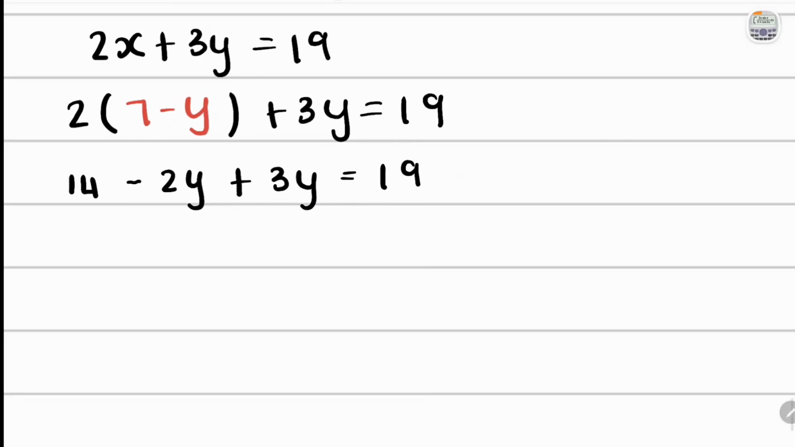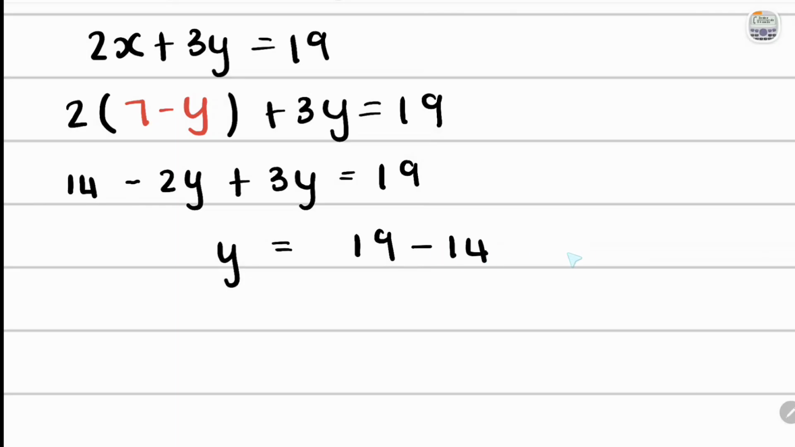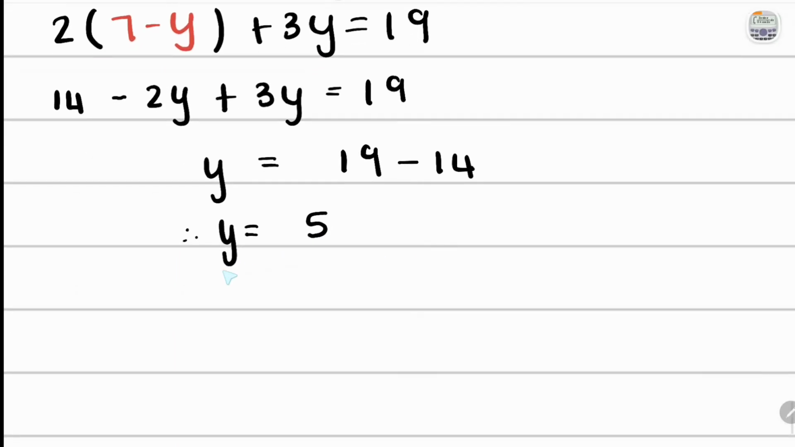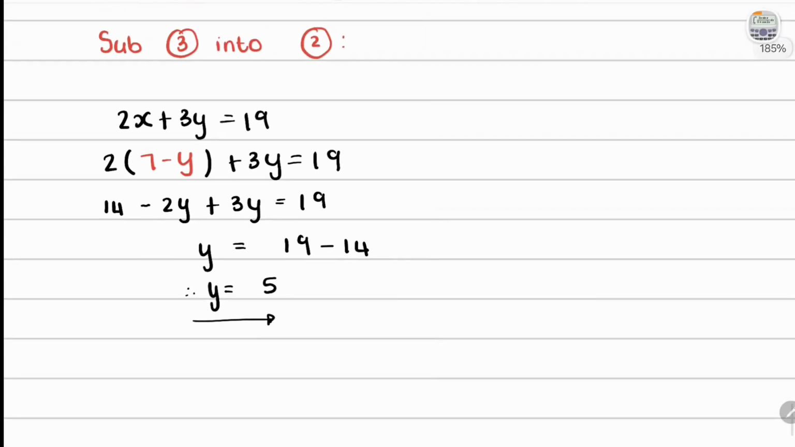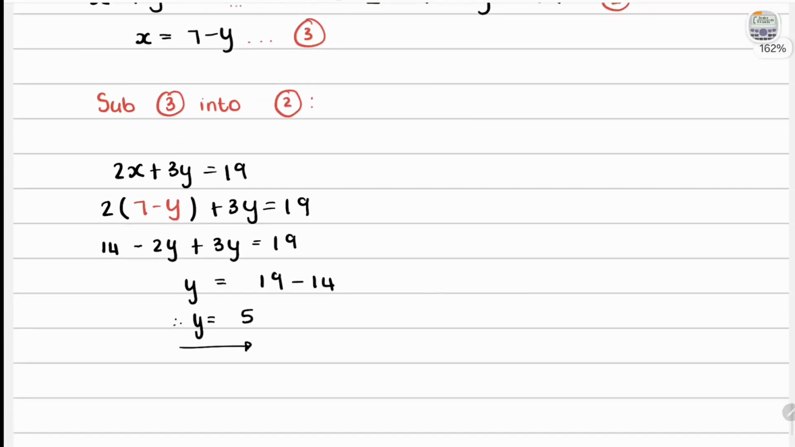So take what you need to take over. When you add here 3y minus 2y is y, is equal to, and you still have 19 here. If you take the 14 over, it becomes negative. So y is just equal to 5. Okay, so we got the answer of y. We know how many tricycles there are. To find x, what do we do?